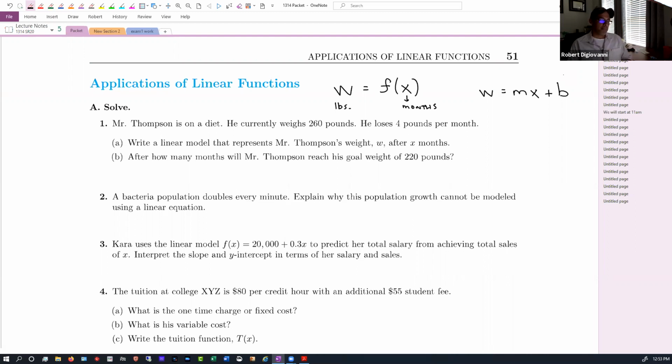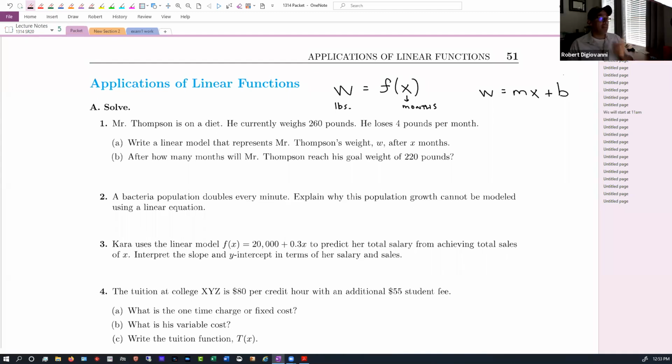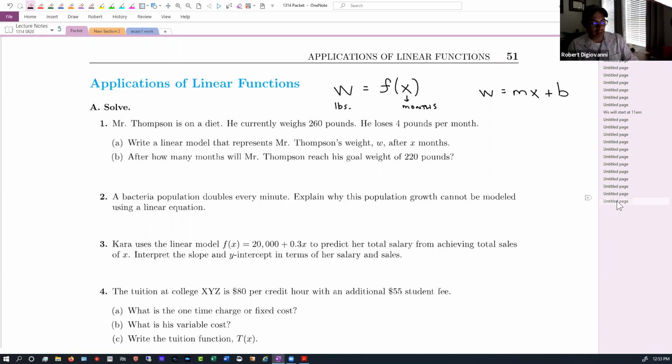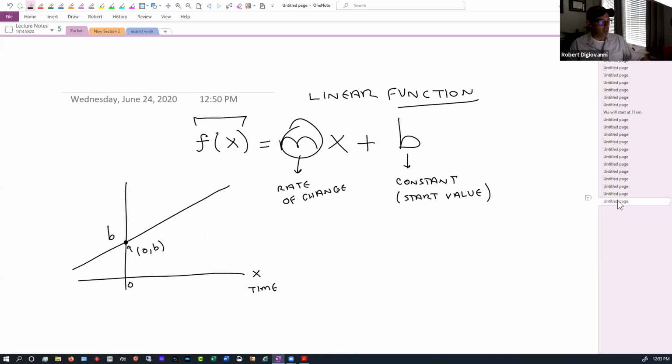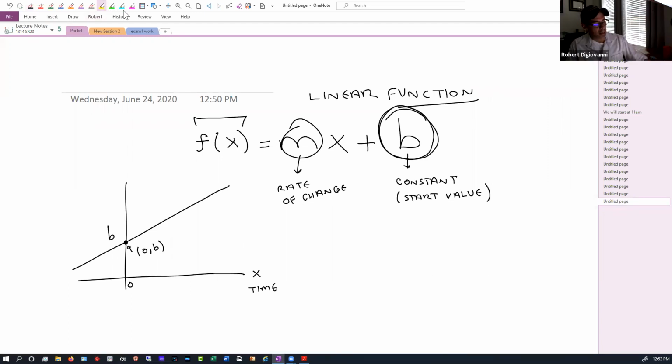Anybody? The W? Okay, that is his weight at the beginning though, right? That's his weight at the start. Do you agree with that? So go back and look at this right here. When we have a generic linear function, y equals mx plus b, the b is always your starting value of whatever it is you're looking at. And then the m is your rate of change, how much that value is changing.